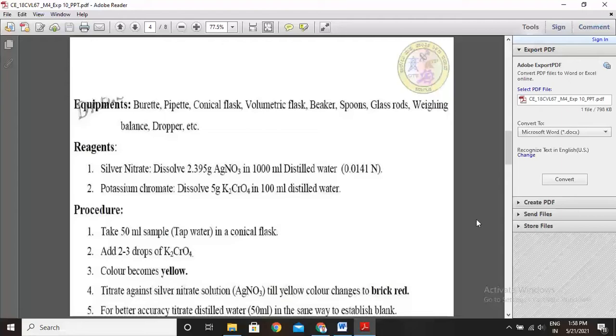For better accuracy, titrate 50 ml of distilled water in the same way to establish a blank. Repeat for 3 samples.